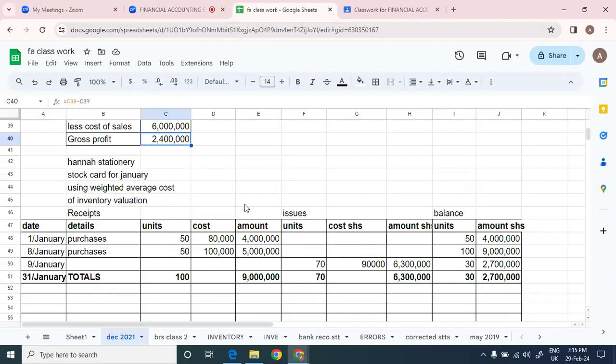Property, plant, and equipment. Are we together? Yes. We are saying these are tangible non-current assets that are being used by the business to generate income.